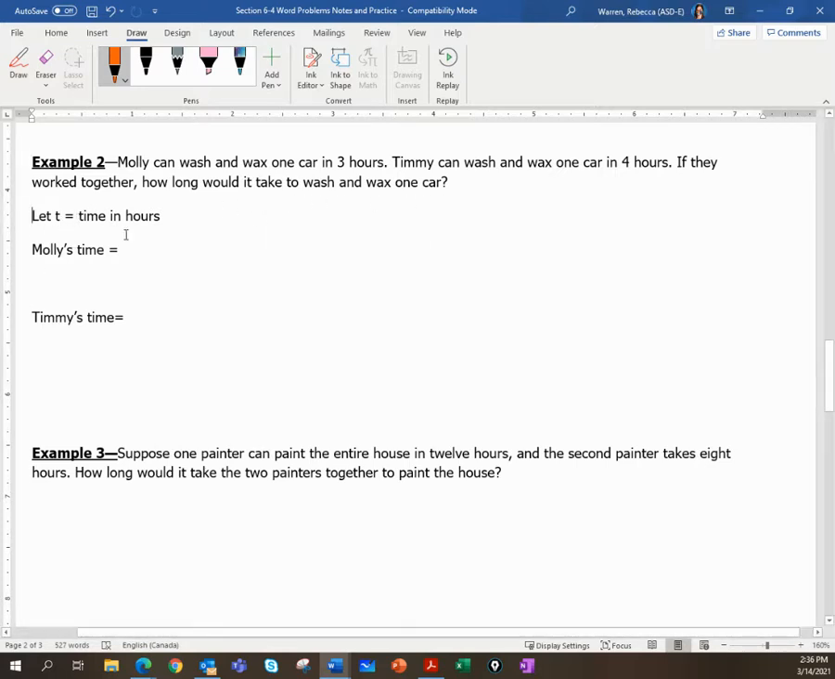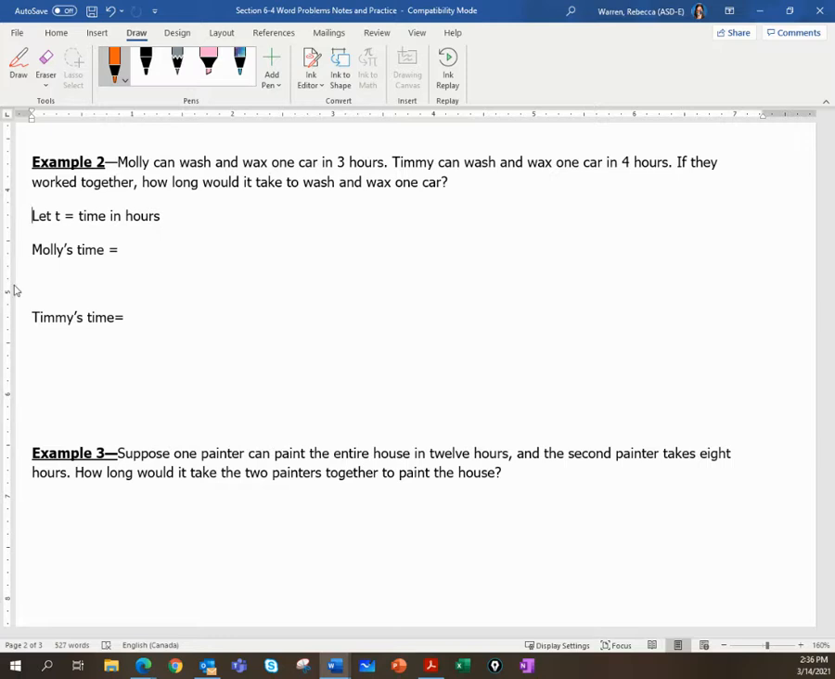Again, this time says let T be the time in hours. We could also say let T be the time in hours for both of them to wash and wax 1 car. We could word it like that too, or we can leave it as is. So let T equal the time in hours.